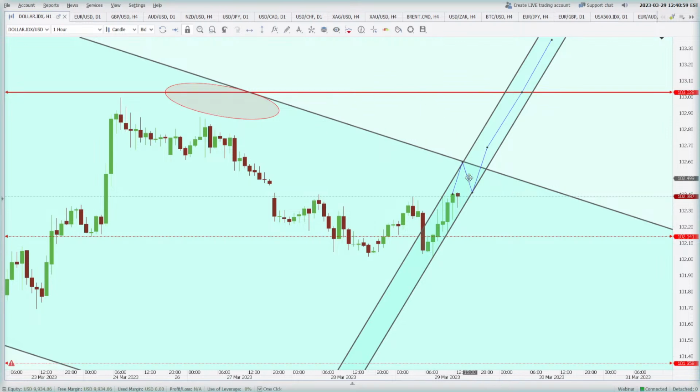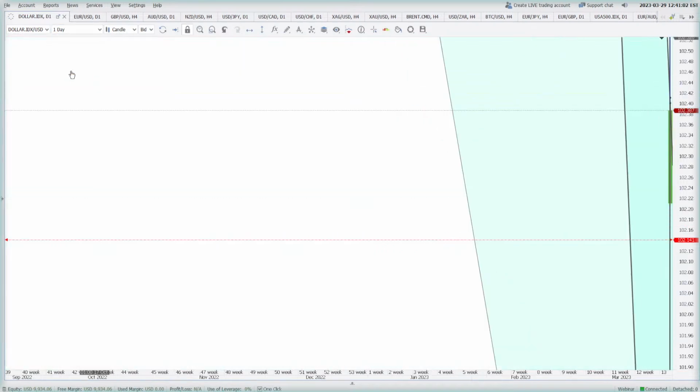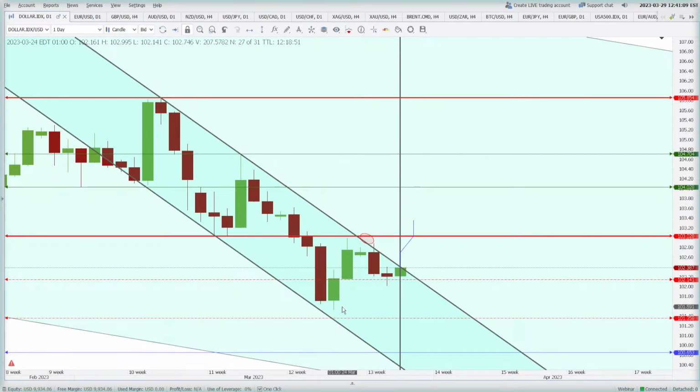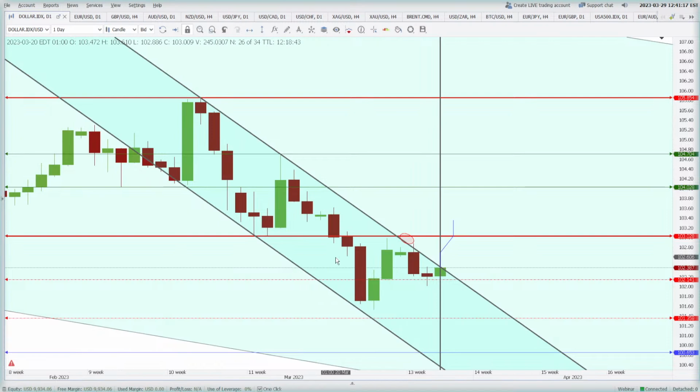So if you're looking for a buying opportunity, be sure that you are doing it on the lower time frames, because on the higher time frames the market is still in a sell zone. Okay, the market is still in a sell zone. It has to break higher than 104.70 on the daily for us to become buyers in the US dollar.